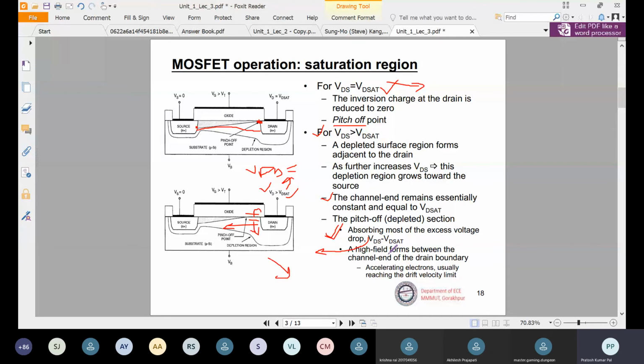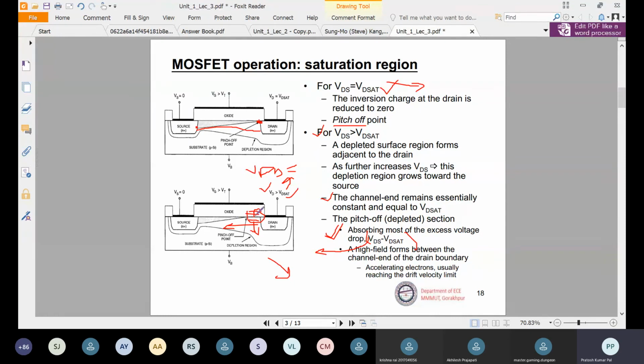High field forms between the channel end of the drain boundary. Because of this voltage there, a high electric field is formed near the channel end of the drain boundary. So drain boundary के end पे जो भी हमारा electric field है that will be high, because there will be an extra voltage drop. And this will be accelerating the electrons, usually reaching the drift velocity limit.